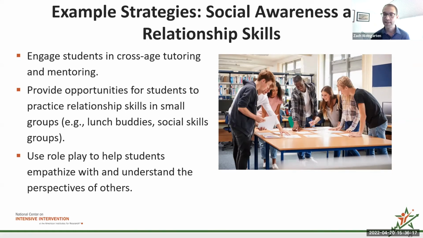It can be used in classes like social studies or language arts, or of course within social skills groups where students are using role play to understand how others are feeling, to understand the perspectives of others. And so these are all suggestions for how we might work on these skills with students with intensive needs. And I think it's important to say, of course, we need to provide lots of structure, lots of scaffolding as we work with students on these types of activities.